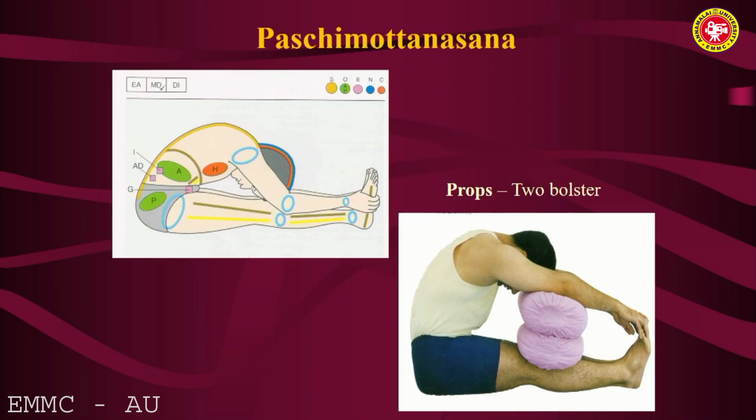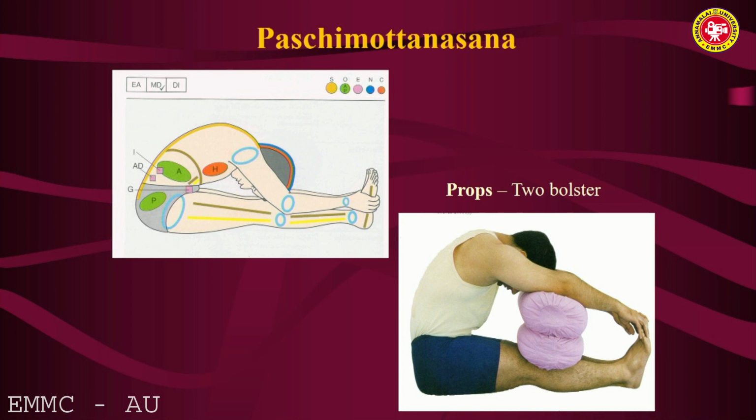The Paschimottanasana, this is a sitting forward bending posture. Initially we have to use this kind of props. We have to rest your head comfortably. Then we adopt this posture with equipment, that is props, a bolster. Then after 2 or 3 weeks, we remove one bolster and rest your head comfortably.